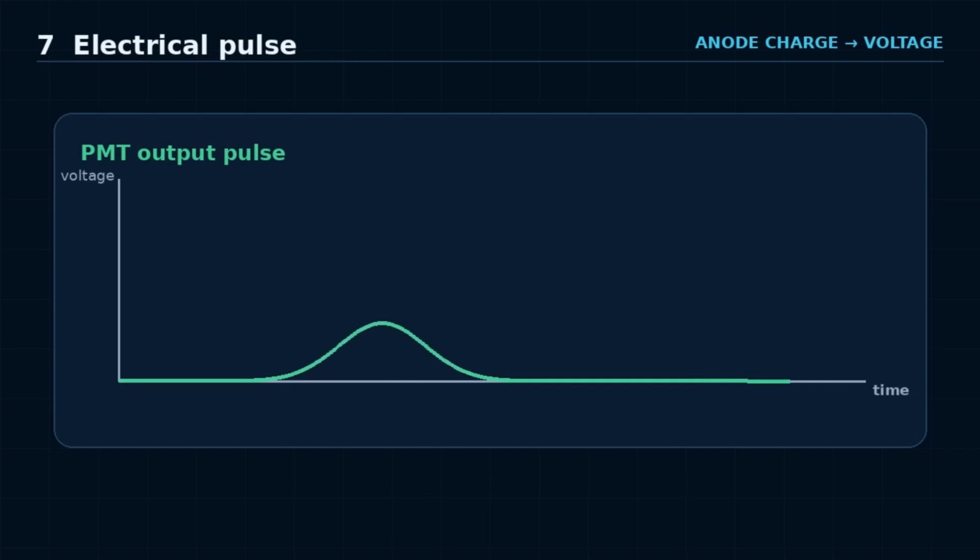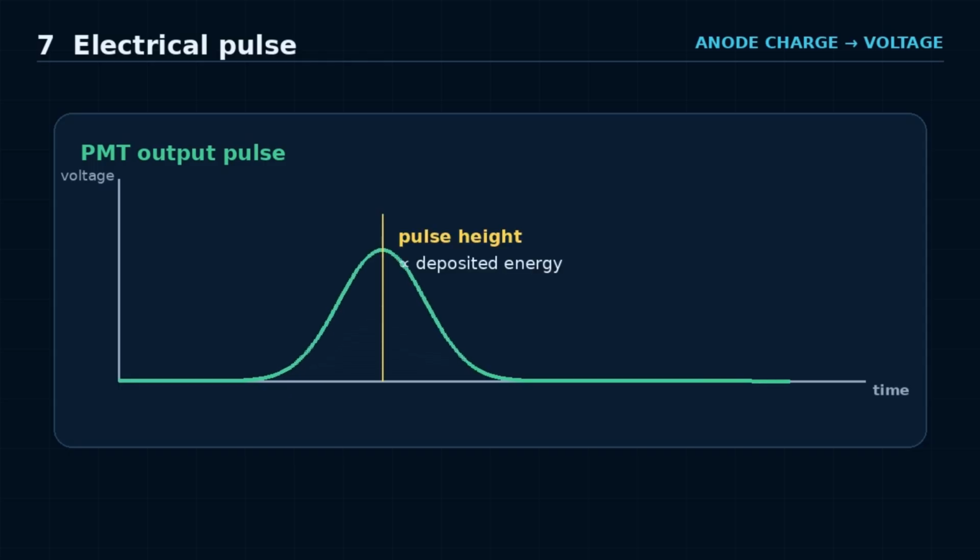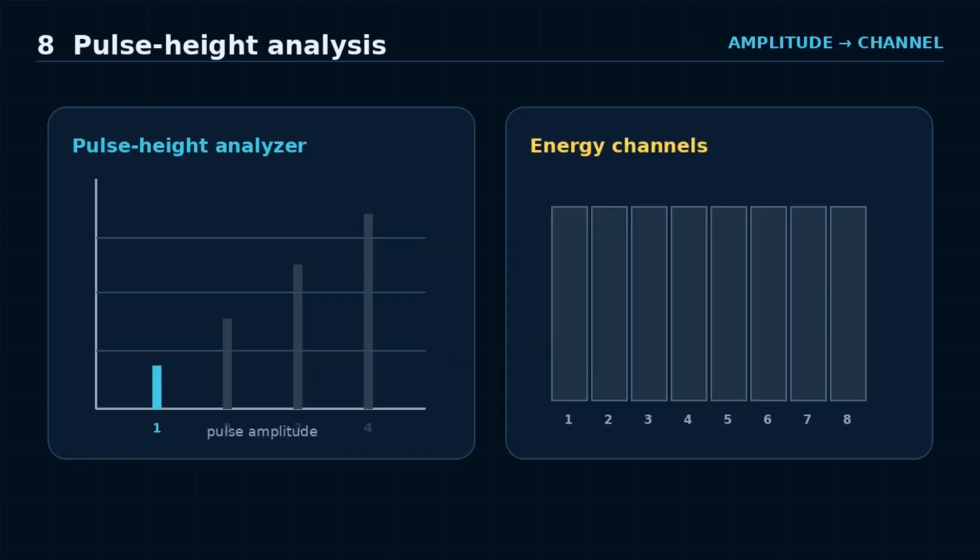The collected charge produces a voltage pulse. The height of that pulse is proportional to the energy originally deposited in the crystal. The pulse height analyzer measures the amplitude of each pulse and assigns it to an energy channel. Some pulses enter lower energy channels, while larger pulses enter high energy channels.